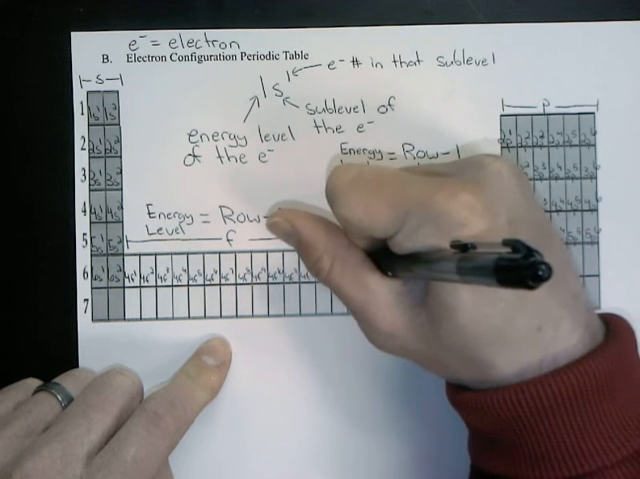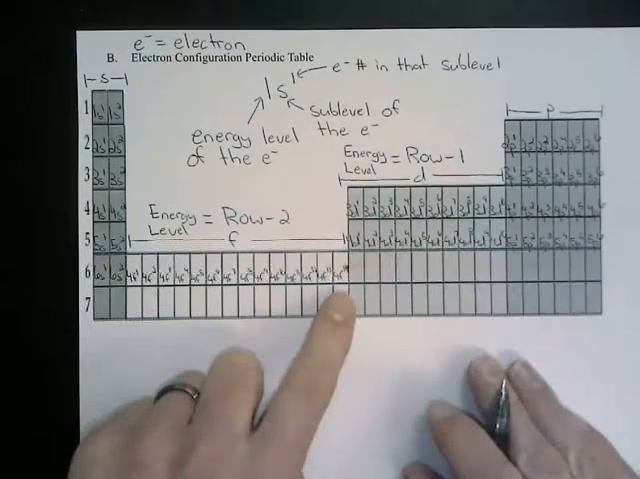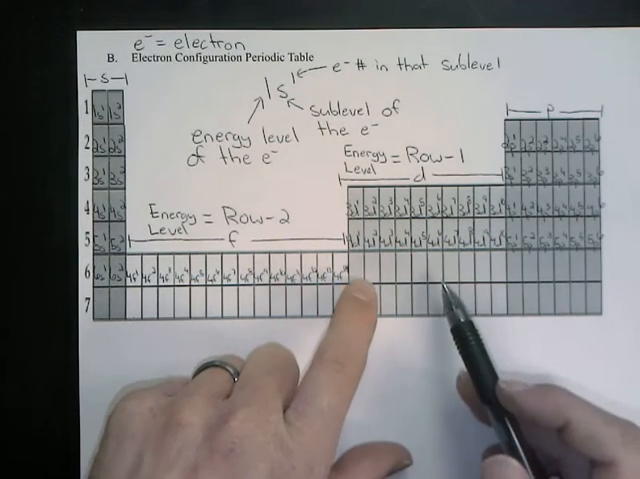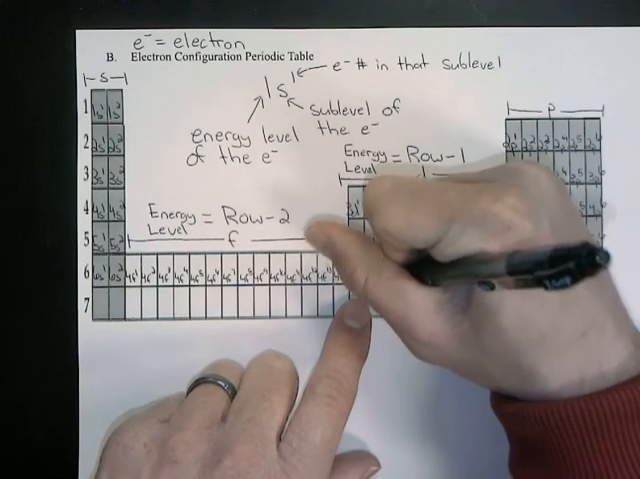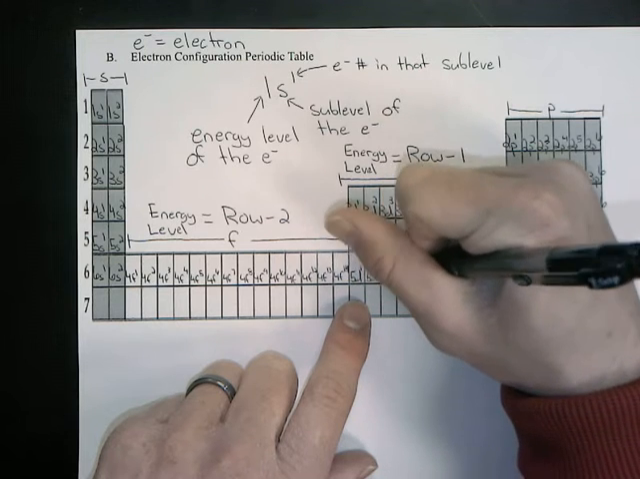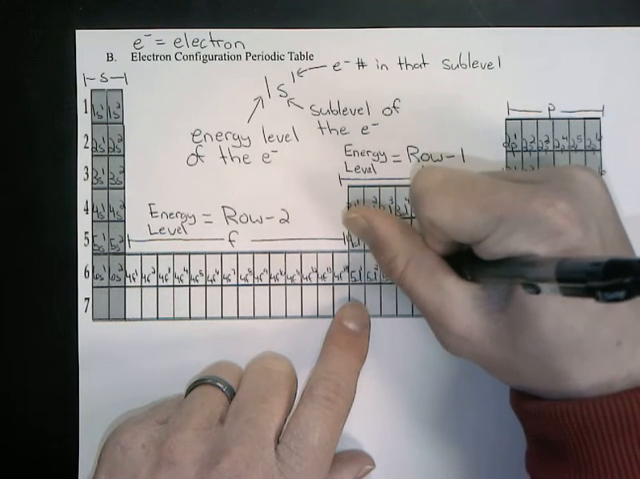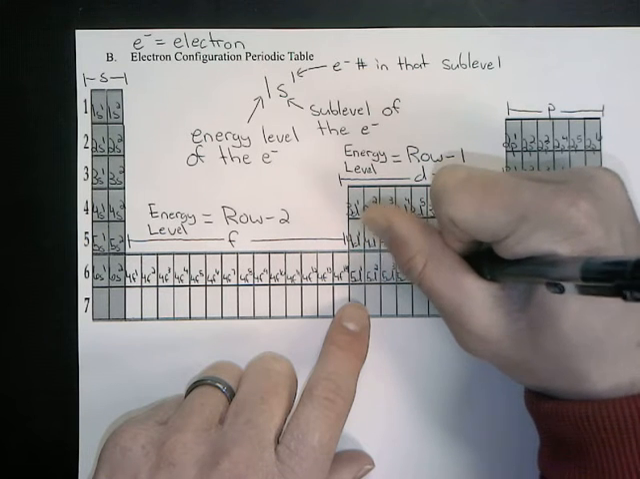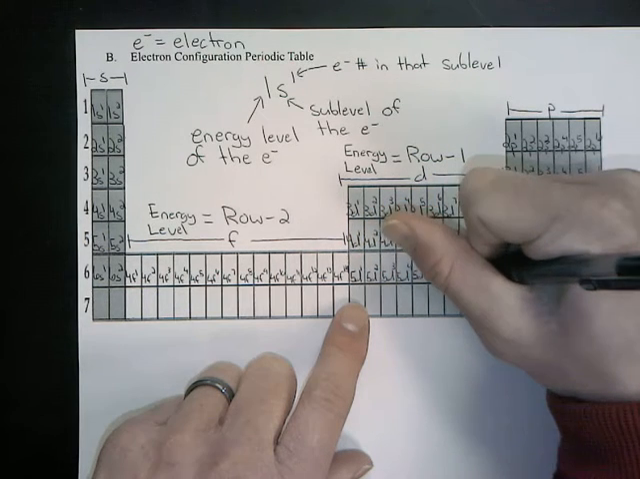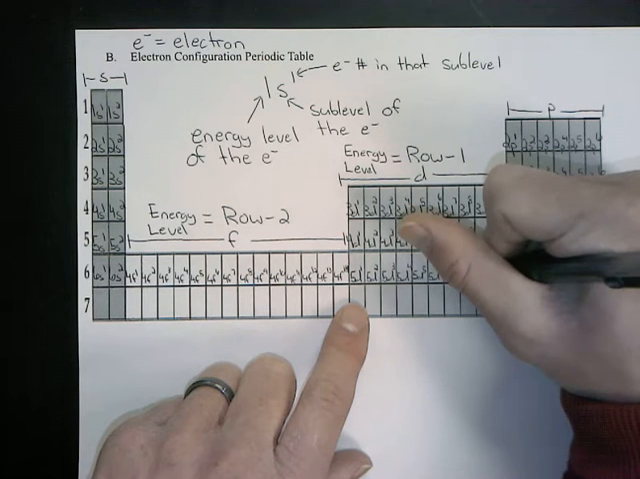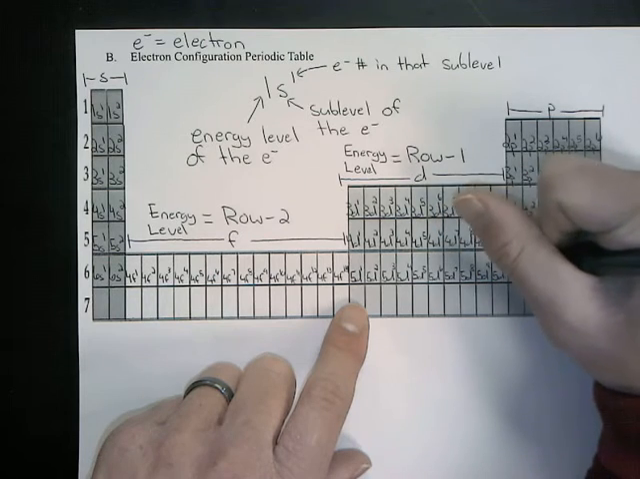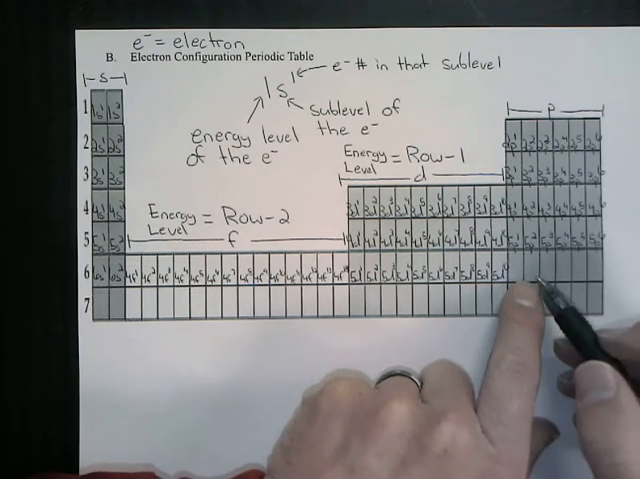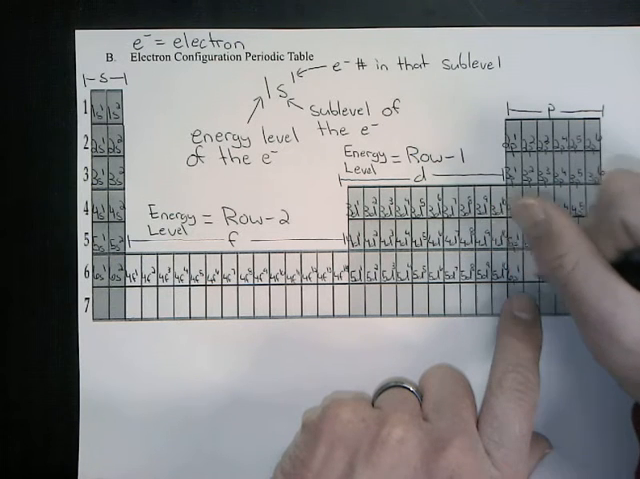Okay, so that's 4F14 here. Now we get to our D block here, row minus 1. We would be at 5D1 all the way over to 5D10. We get to the P block here. Row equals energy level, so this would be 6P1 all the way over to 6P6.